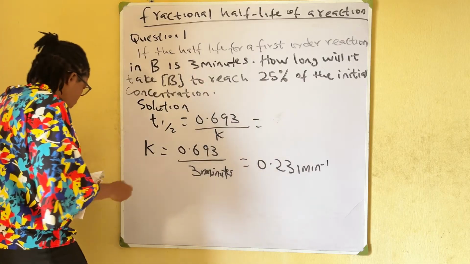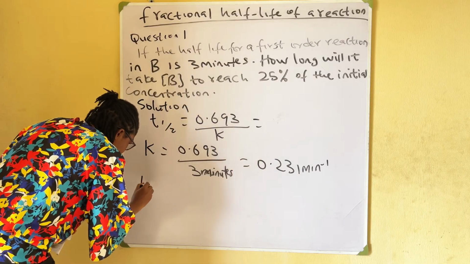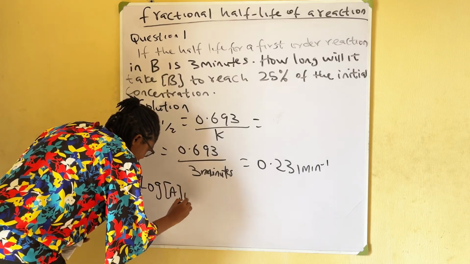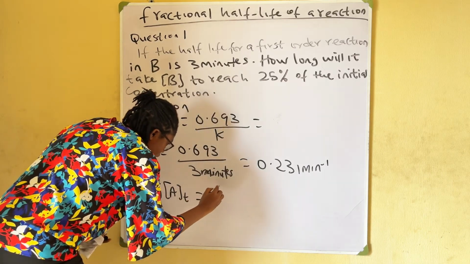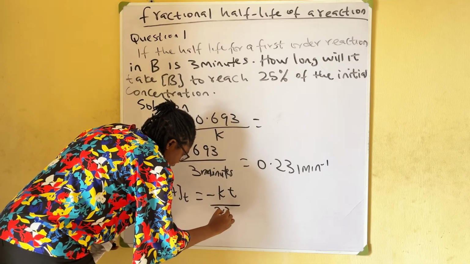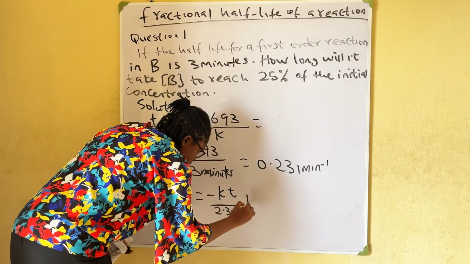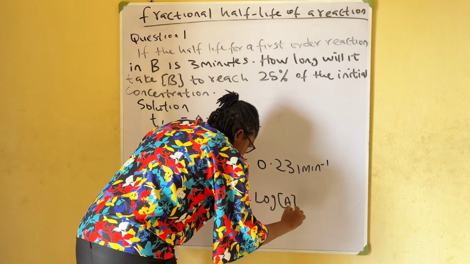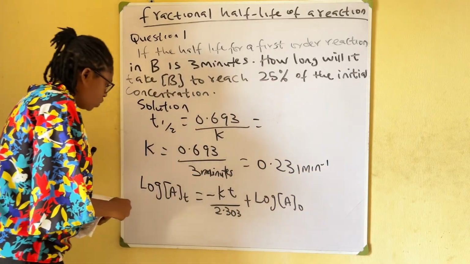Formula of first order reaction, which is log of the concentration at time equals to minus KT over 2.303 plus log of initial concentration. Okay?